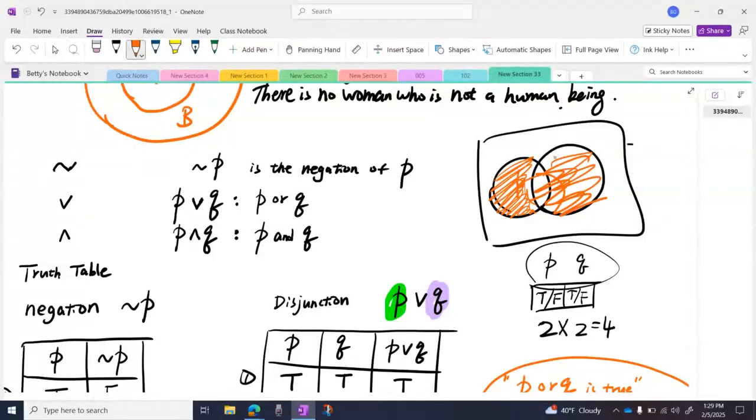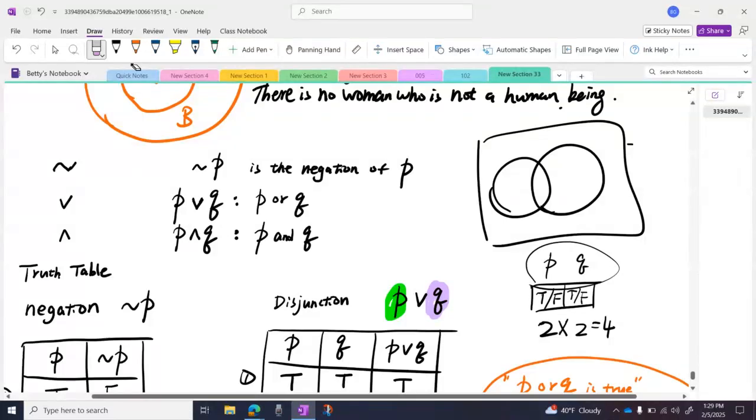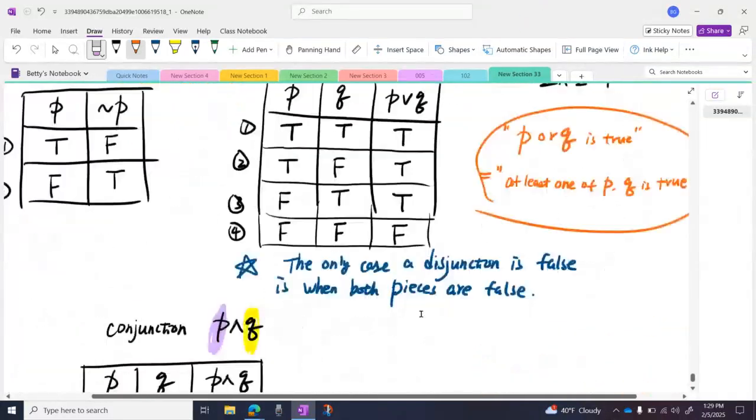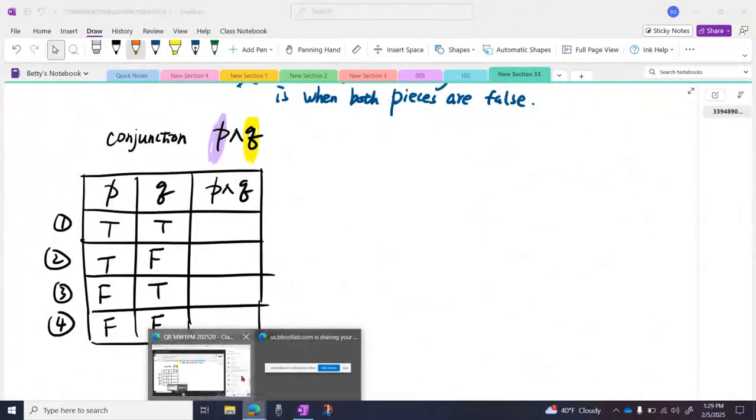This is P or Q. But P and Q, guys, P and Q is stronger. P and Q is the common part, all right? Think about what it takes to make P and Q true.